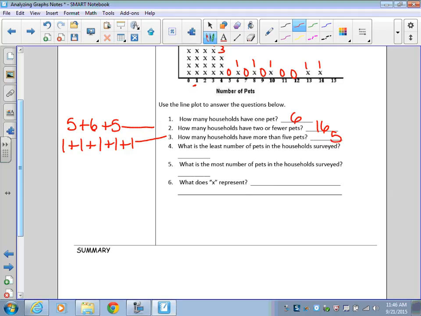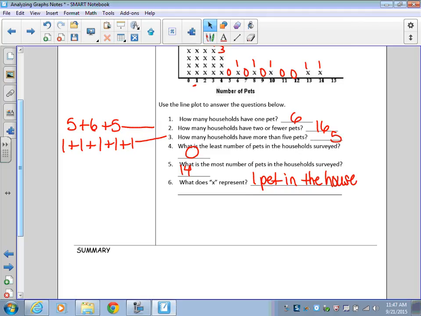What is the least number of pets in the households surveyed? 0. What is the most number of pets in the household surveyed? 14. And what does the X represent? 1 pet in the house. That's how you read your line plot. The numbers on the bottom tell you how many pets you have per house, and those X's represent those pets. Ladies and gentlemen, I'm done with this particular section.